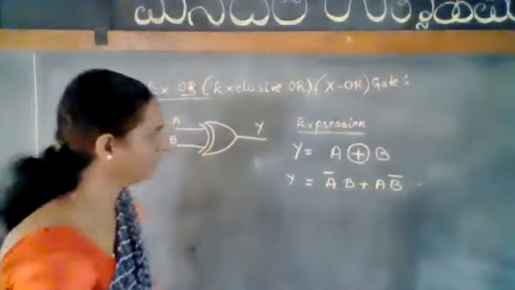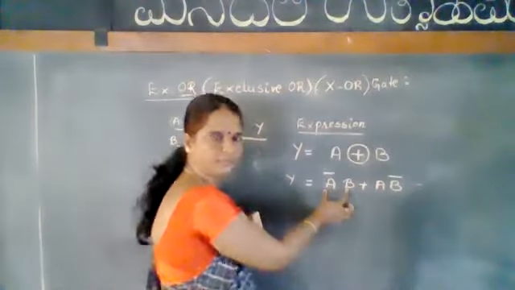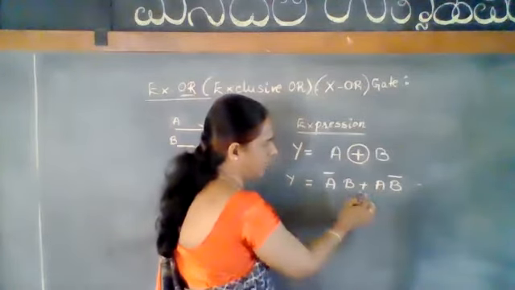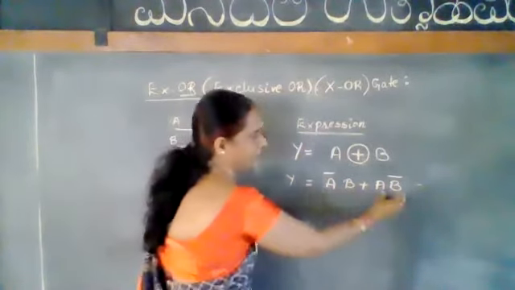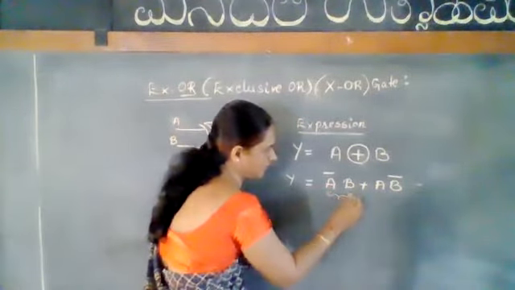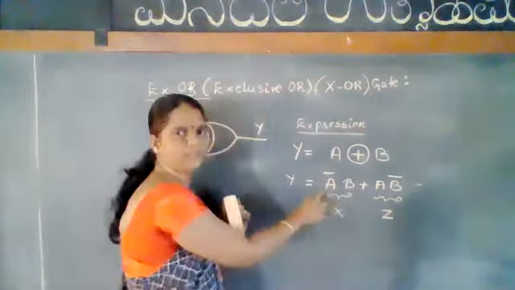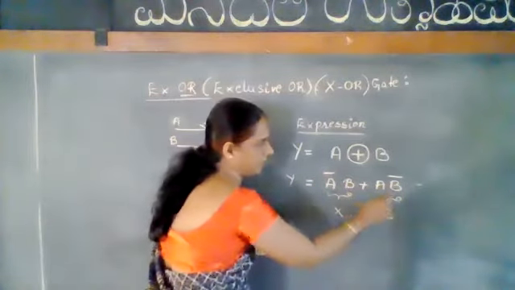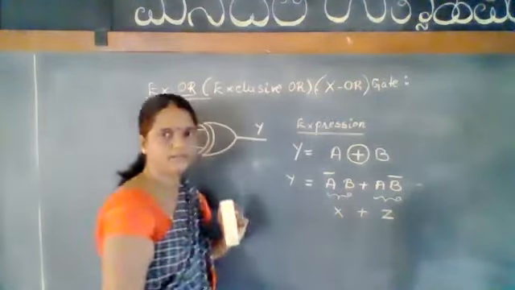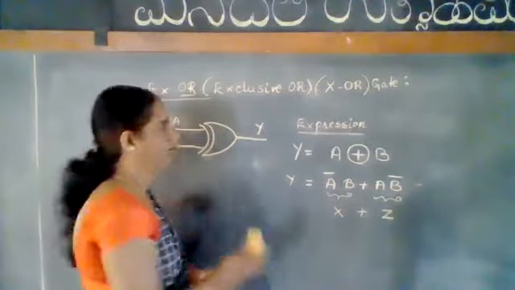Okay. How to write the truth table? First we'll write for A complement ANDed with B. Next A B complement. This AND function. Finally we'll OR these two terms. We can take this term as X, this term as Z. X is nothing but A complement B. Z is nothing but A B complement. Later on we can OR this X with the Z. That value gives us the Y or the output of exclusive OR.